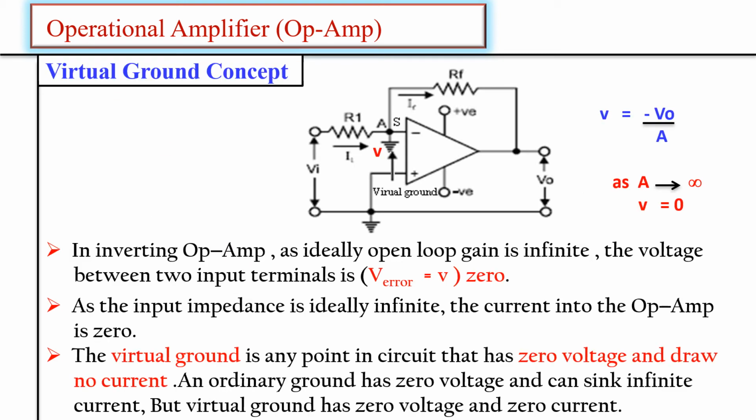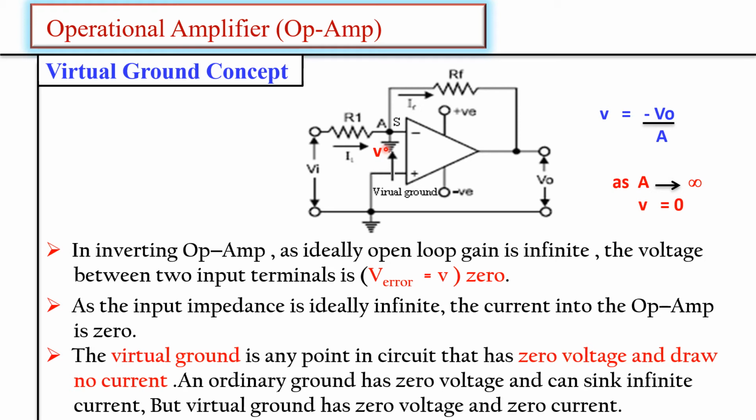Virtual ground concept. So we'll see, students, what we mean by virtual ground concept. In the inverting op-amp, by making Va equal to 0, we got the output. So let us see the virtual ground concept. Let us understand the concept of virtual ground in the op-amp, and this concept is applicable when we are providing negative feedback to this amplifier. So here we are providing negative feedback to the input terminal.